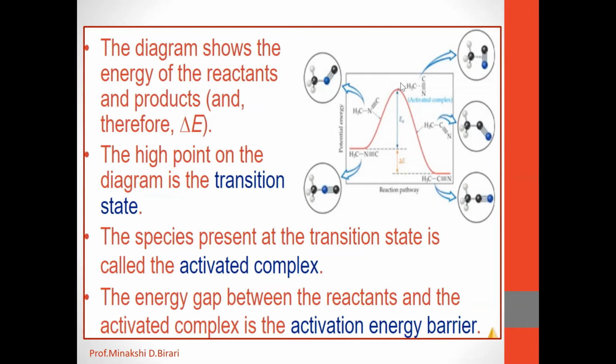So it is called TS, transition state. The species present at the transition state is called the activated complex. And the energy gap between the reactants and the activated complex is called the activation energy barrier. So by observing this reaction coordinate diagram, we get what is the transition state, activated complex, and also the activation energy barrier.